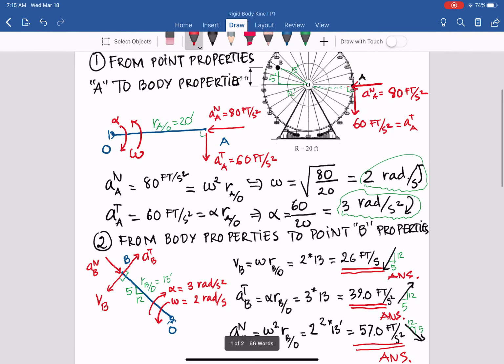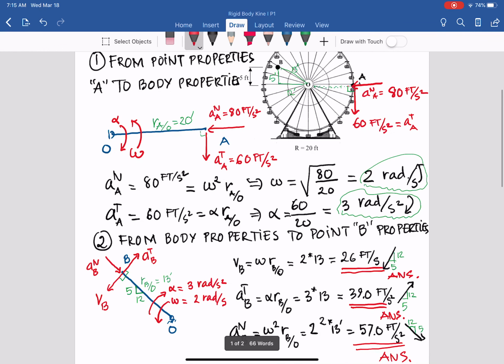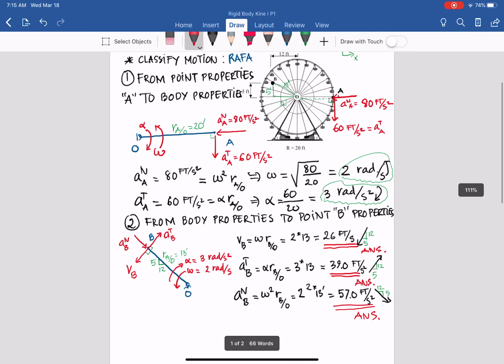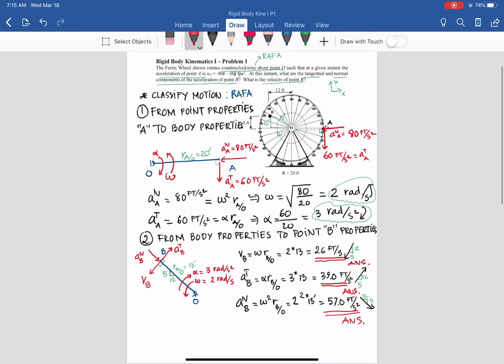You can see step 1, we go from point to body, and then body to point. Never jump from point properties to another point's properties. Never jump from body properties of this rigid body to body properties of the other rigid body. You need to go through the common point. With that, we finish the solution for the first problem of rigid body kinematics.